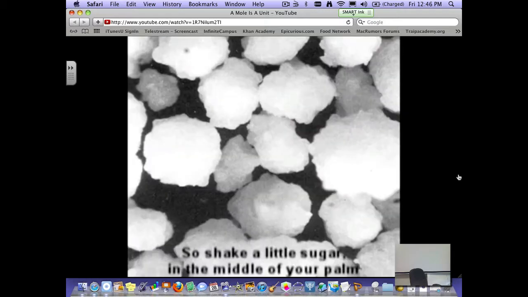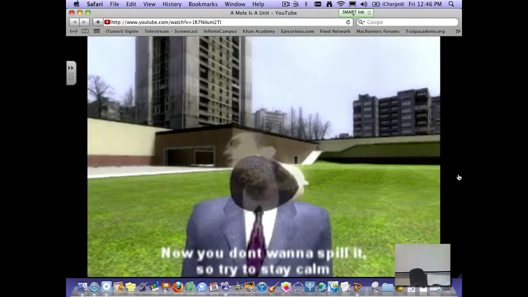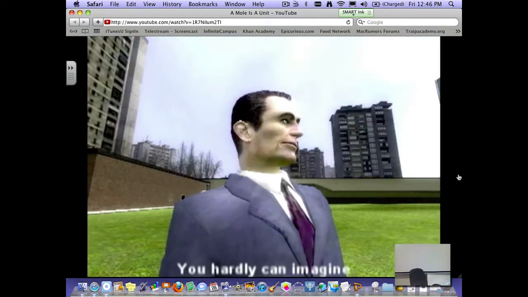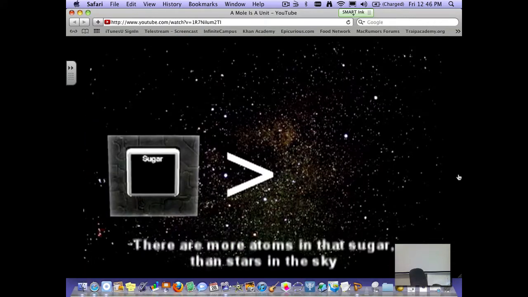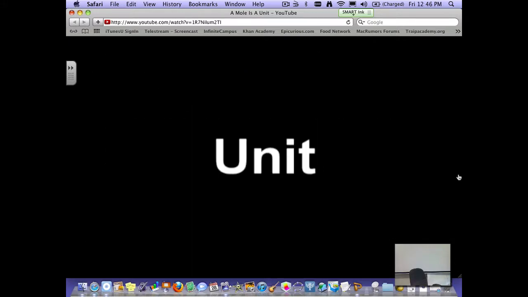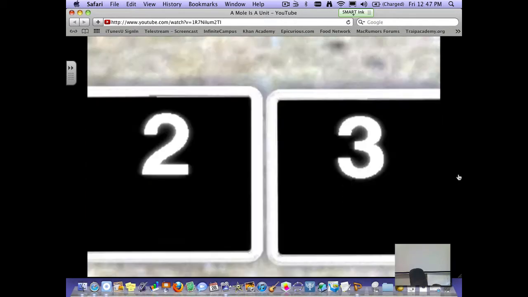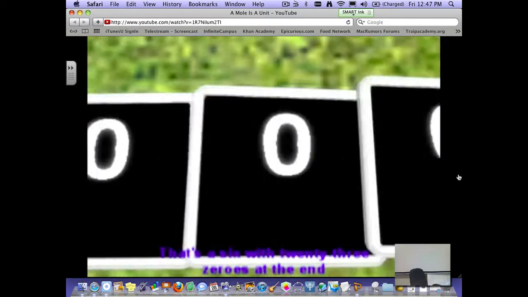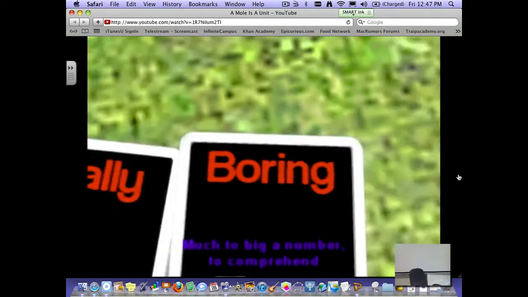So shake a little sugar in the middle of your palm. Now you don't want to spill it, so try and stay calm. You hardly can imagine and barely realize there are more atoms in that sugar than stars up in the sky. And the mole is a unit, or have you heard, containing 6 times 10 to the 23rd. That's a 6 with 23 zeros at the end. Much too big a number to comprehend.